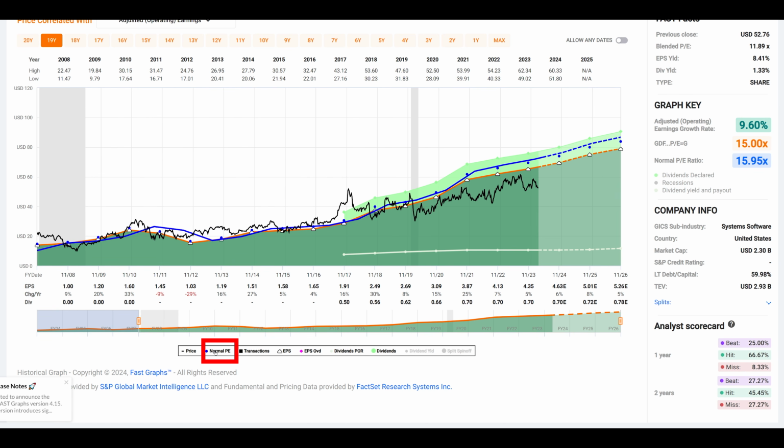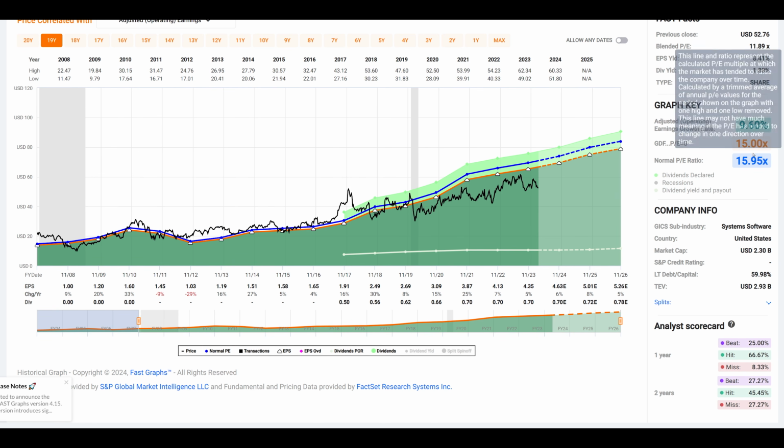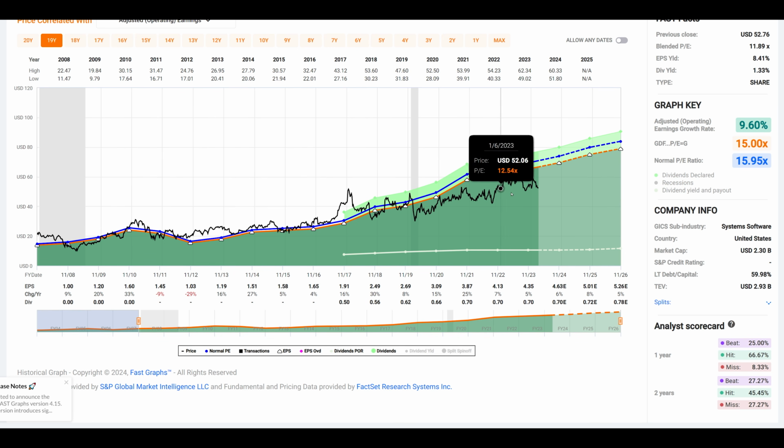Again, when I put the normal PE on, I see a range of 15 to 16 roughly times earnings. But again, I've got a very strong valuation perspective, and I can clearly see when valuations were high that I had poor results. When valuations were low, I had great results.